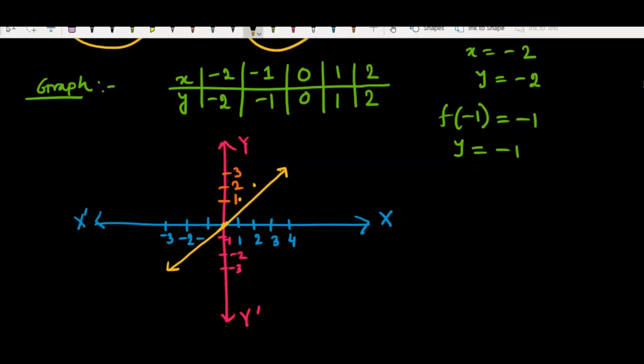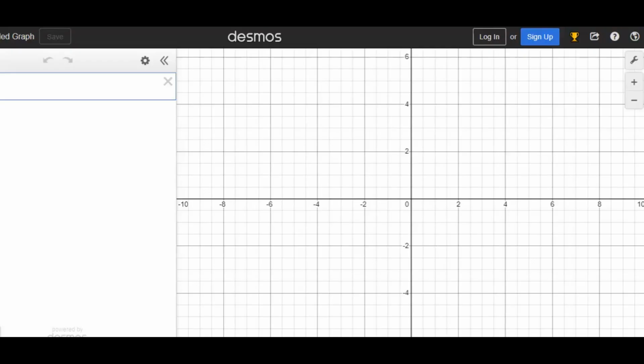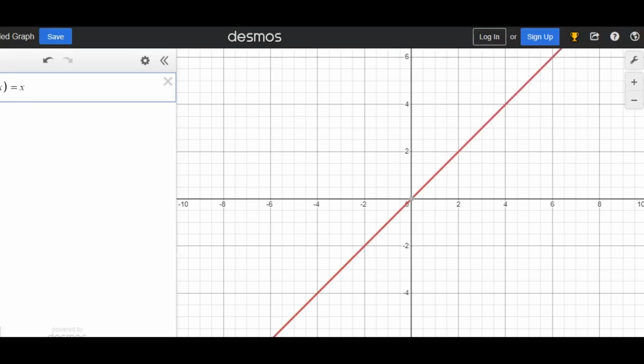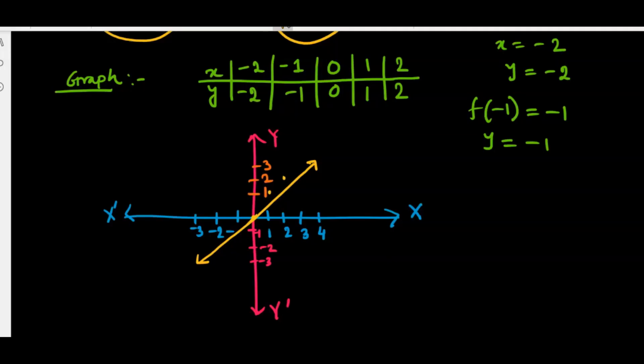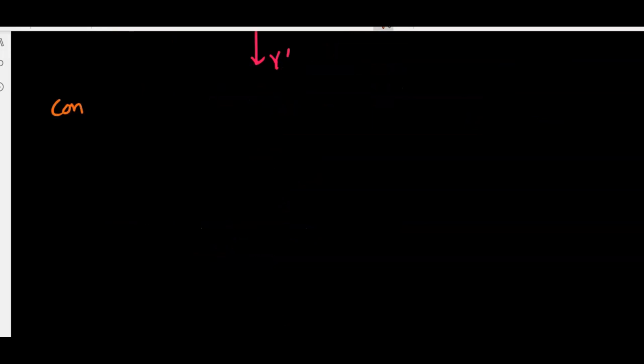So let's do this in Desmos so you will understand. Our function is f of x, so f of x is equal to x. You see here we get a straight line like this. So this is our identity function. Now let's see what a constant function is.